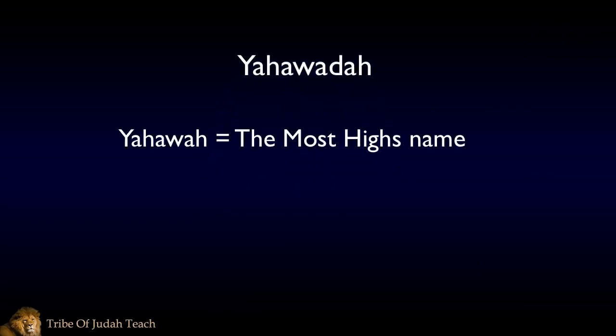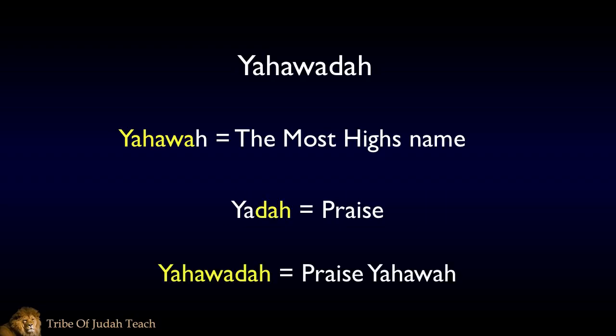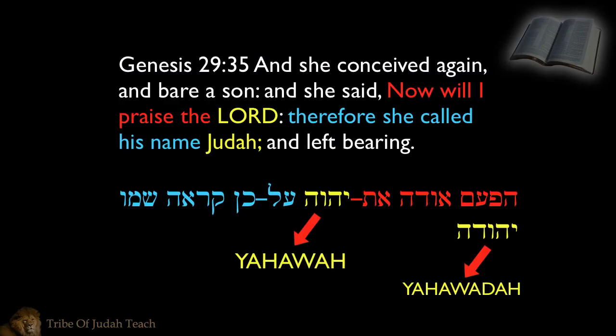Now the name Yahwadah is a combination of two Hebrew words. The first word is Yahweh, which is the Most High's name, and the second word is Yadah, which means praise. When you take the word Yahweh and add the da from the end of the word Yadah, you end up with Yahwadah, praise Yahweh. That's why Leah said, Now will I praise the Lord. Therefore she called his name Judah. So Judah is Yahwadah, and Yahwadah means praise Yahweh.